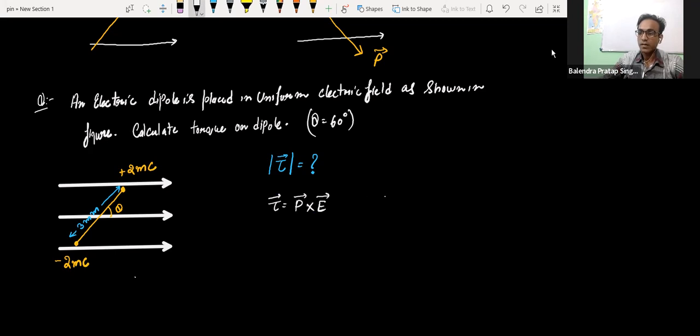If I consider only magnitude, then this is equal to PE sine theta. What is the value of P here? First, you have to find the value of dipole moment. Then you have to find the value of this field. And after that, you have to consider this sine theta. So first I'm calculating the P.